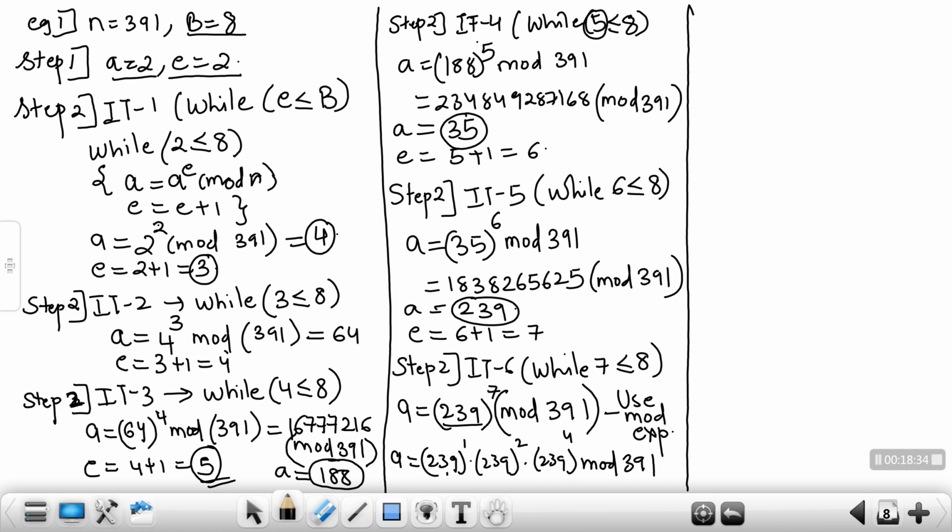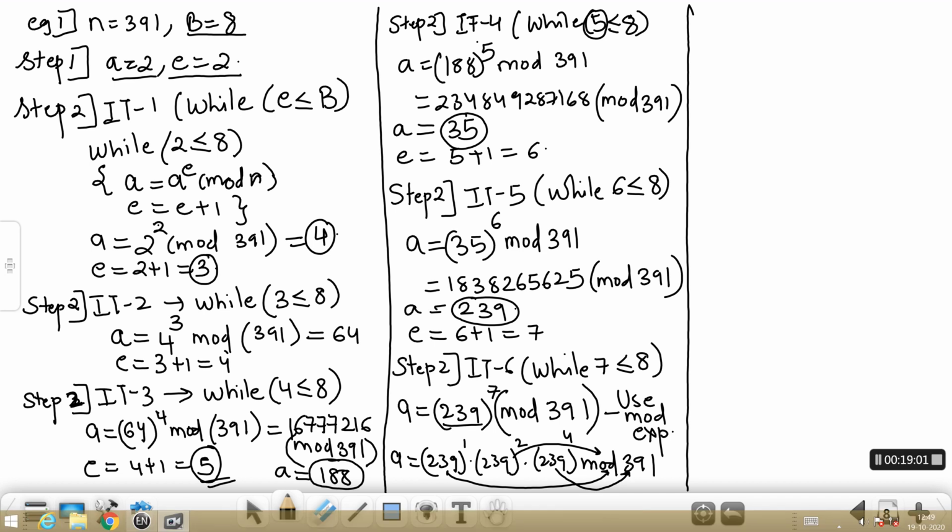So you need to find out separately what is 239 raised to 1 mod 391, then 239 raised to 2, and then 239 raised to 4. These three values you need to calculate. Then multiply all the three values and calculate again the mod of 391 and tell me what is the answer. We will wait here until you give me the answer of what is 239 raised to 7 mod of 391, then only we will continue the further problem.